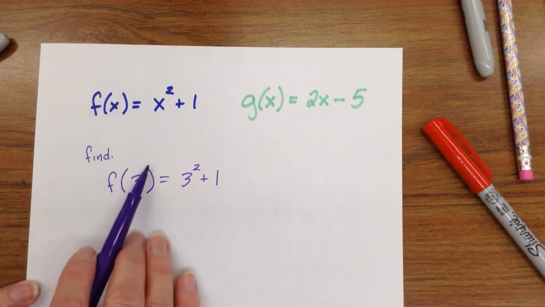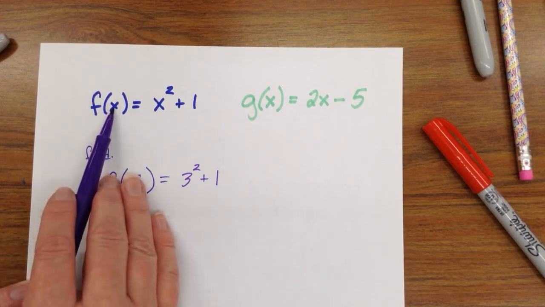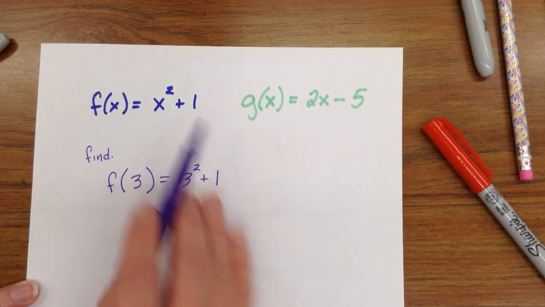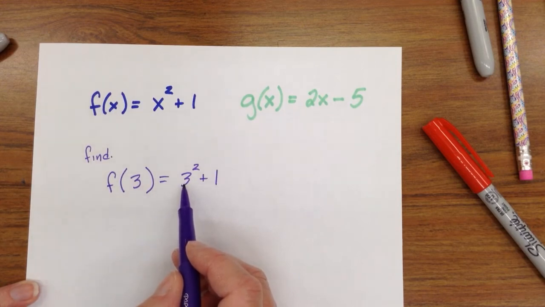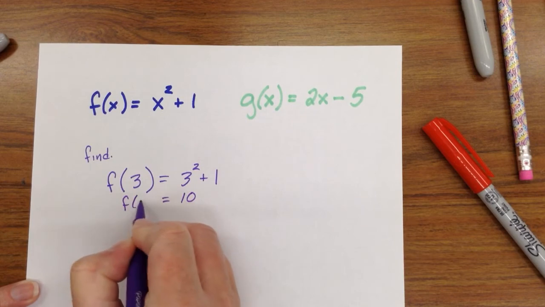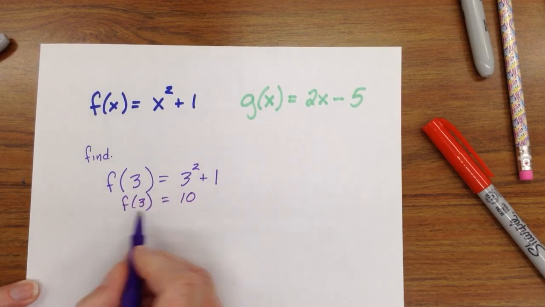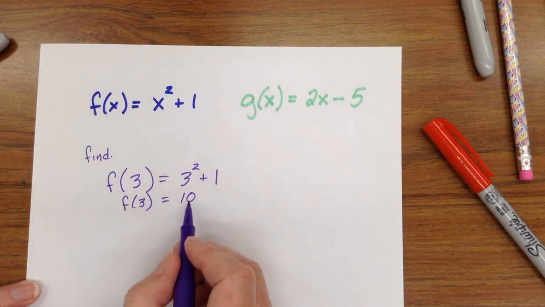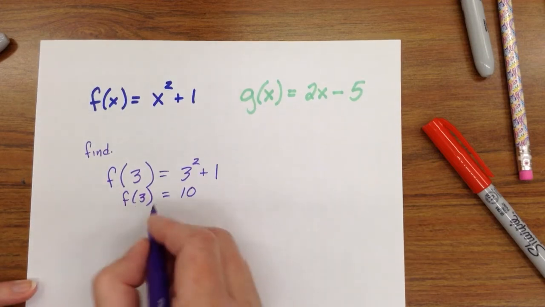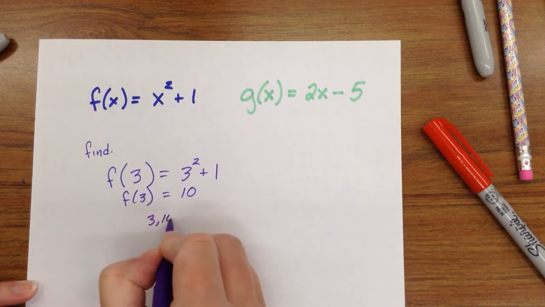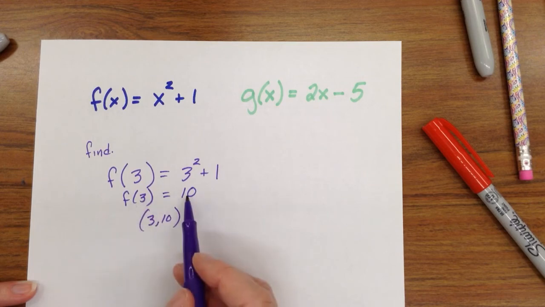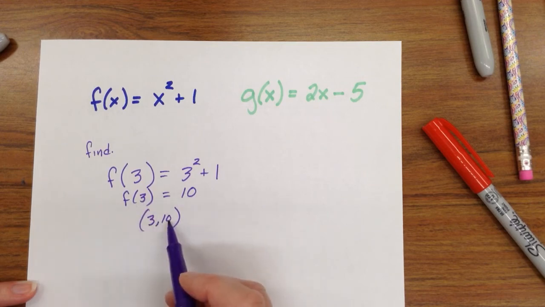f of 3. Everywhere you see an x, you turn it into a 3. This side is kind of the left side, and then you find the answer by filling 3 into the right side. And we math it up. 3 squared is 9. 9 plus 1 is 10. When you fill 3 into the f machine, 10 comes out. And if you wanted to look at a graph of f, I know that (3, 10) is a point on the graph. Input, output, in, out.